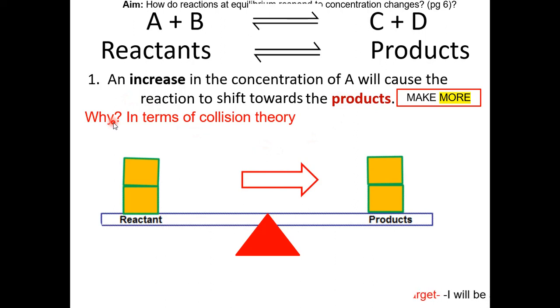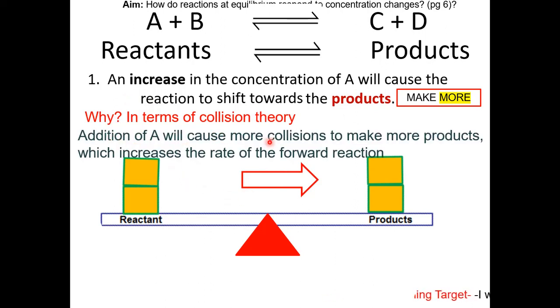So why does this happen in terms of the collision theory? Addition of A will cause more collisions to make more products, which increases the rate of the forward reaction. Since we're adding more A, it's more likely for A to collide with B to make more of the products.